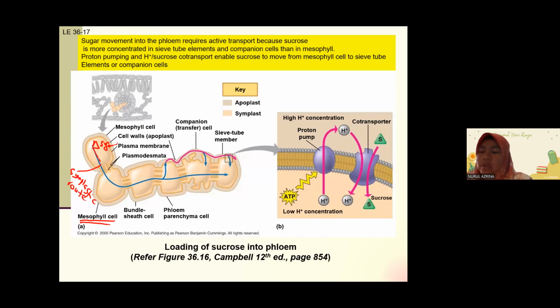Right? So sugar is transported from one mesophyll cell to another via plasmodesmata, and then goes to the bundle sheath cell. From the bundle sheath, it exits the symplastic route and then enters the apoplastic route.